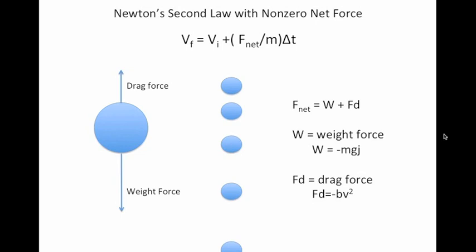In the case of a falling object, the F net is equal to its weight force plus the drag force. The weight force can be modeled by negative mgj, and the drag force can be modeled by negative b v squared. In weight force, m is just the mass of the object, and g is 9.8, the gravitational constant for Earth. J is the position vector. In drag force, b is a constant based on the object shape and its mass. V squared is just the object's velocity squared.